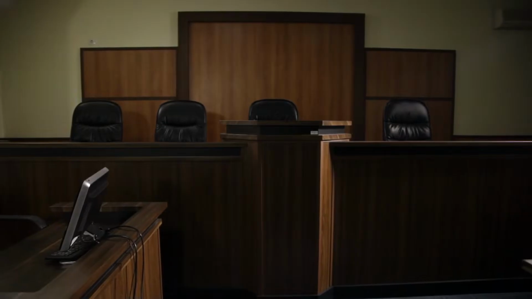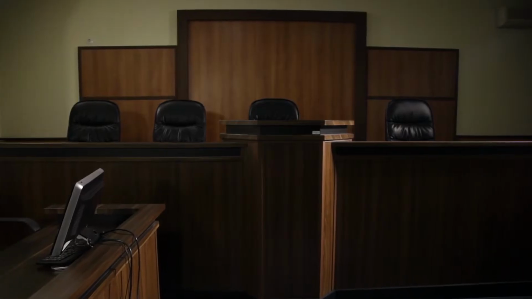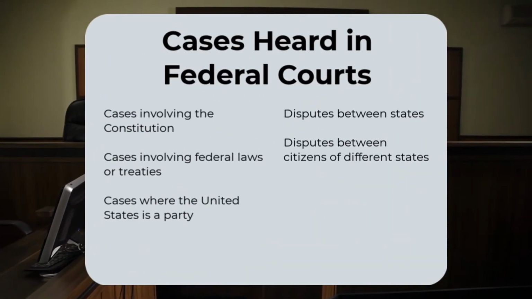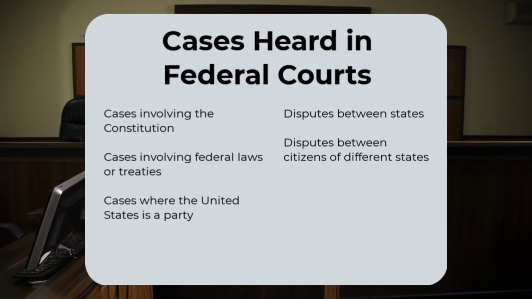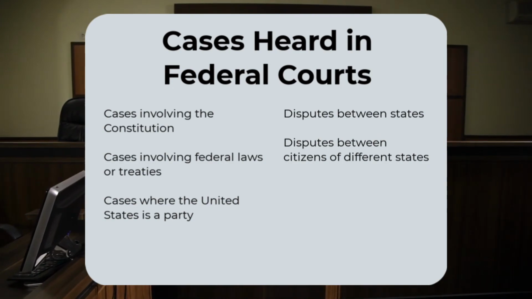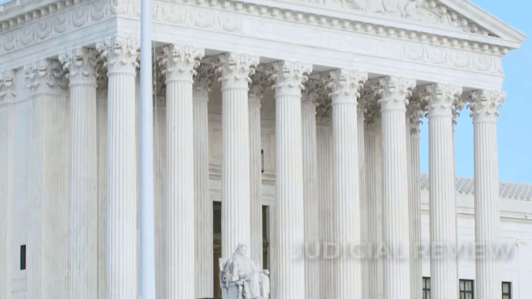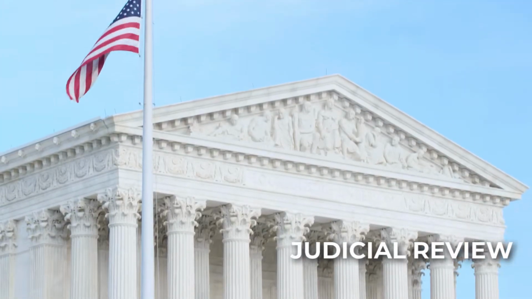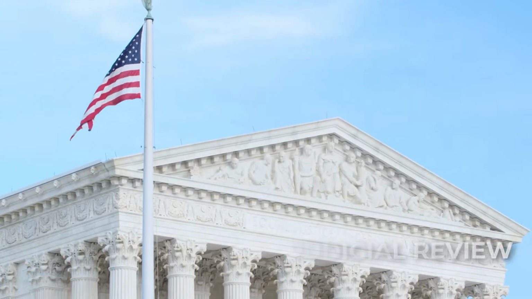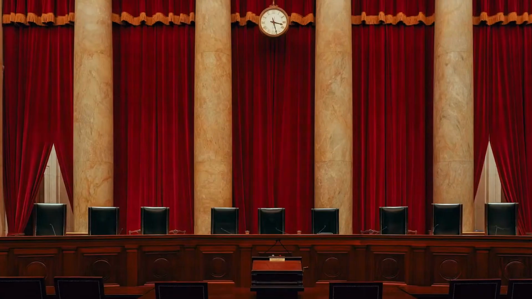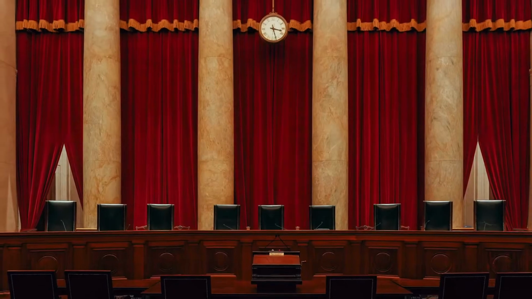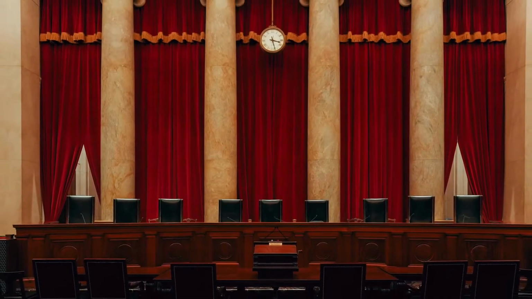Although Article 3 is relatively brief compared to the other articles, it outlines the types of cases federal courts can hear, including those involving the Constitution, federal laws, treaties, and disputes between states or citizens of different states. While the Constitution did not explicitly grant judicial review, this power was affirmed in Marbury v. Madison 1803, allowing courts to determine the constitutionality of laws. Article 3 also defines the jurisdiction of the Supreme Court, meaning which cases the Supreme Court is allowed to hear.